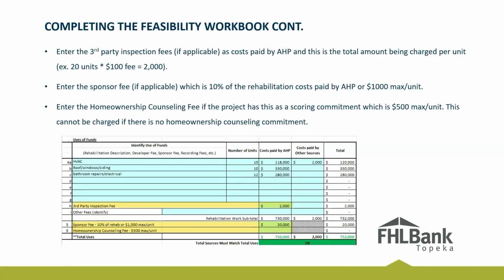Next, enter the third-party inspection fees, if applicable, as costs paid by AHP, and this is the total amount being charged per unit. For example, if there are 20 units and a $100 fee per unit, then the total would be $2,000. Enter the sponsor fee, if applicable, which is 10% of the rehabilitation costs paid by AHP, or $1,000 max per unit. Enter the homeownership counseling fee if the project has this as a scoring commitment, which is $500 max per unit. This cannot be charged if there is no homeownership counseling commitment.